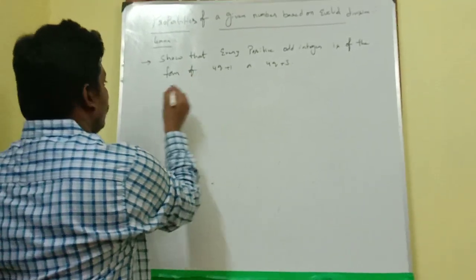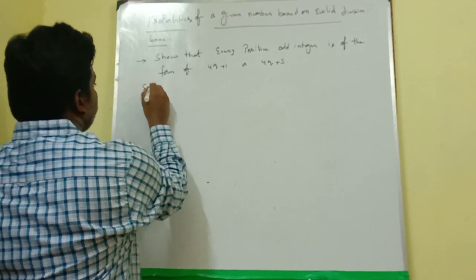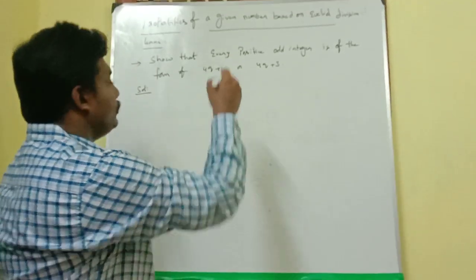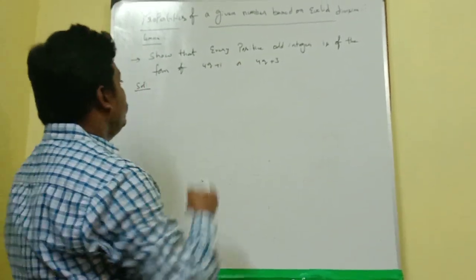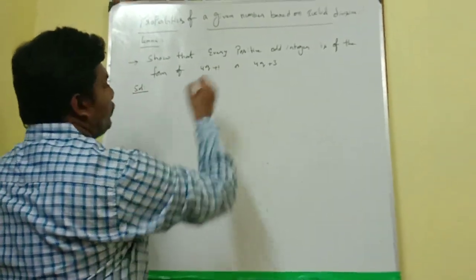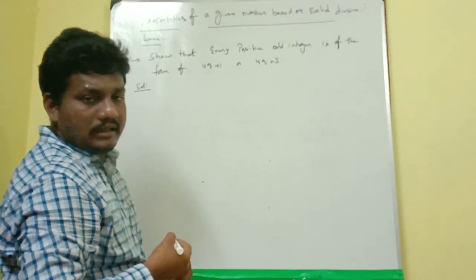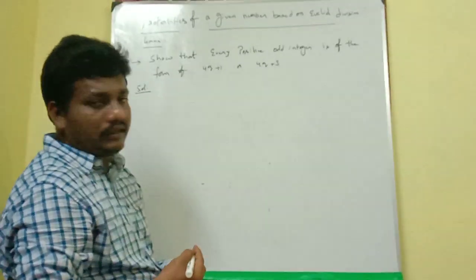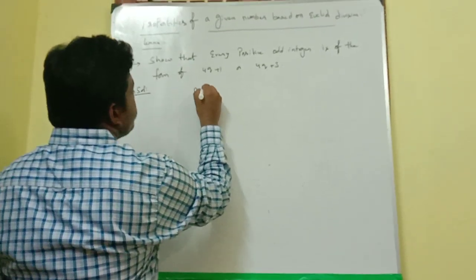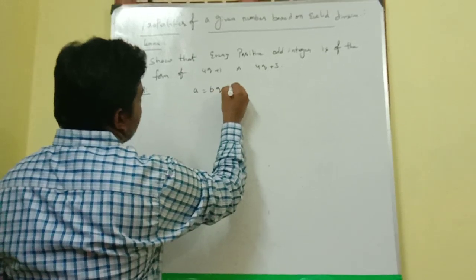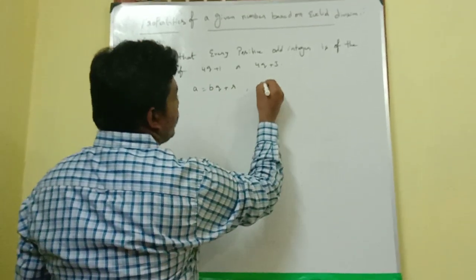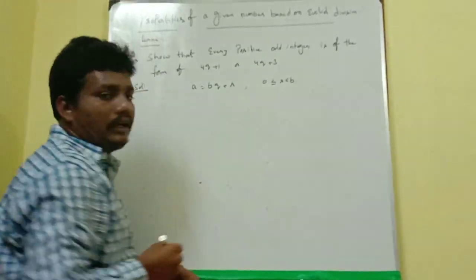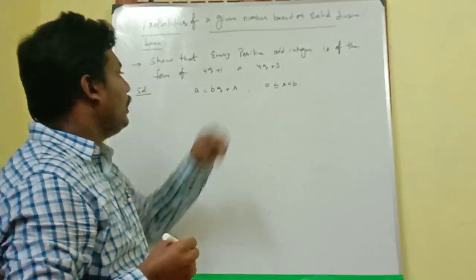So to solve this question, we have to write the Euclid division lemma statement. What is the statement of Euclid division lemma? For every pair of positive integers a and b, there exists a unique pair of integers q, r satisfying a equals bq plus r, where 0 is less than or equal to r, and r is less than b. This is the condition for Euclid division lemma.